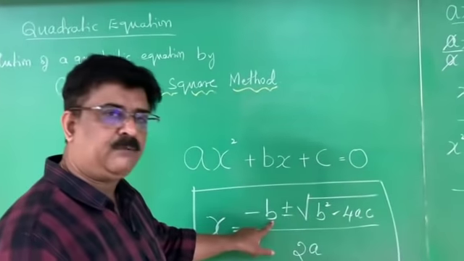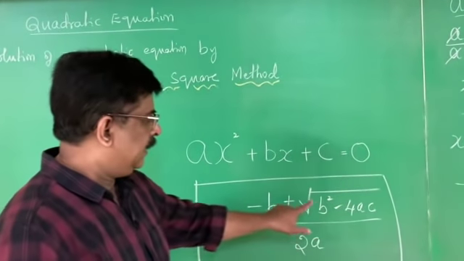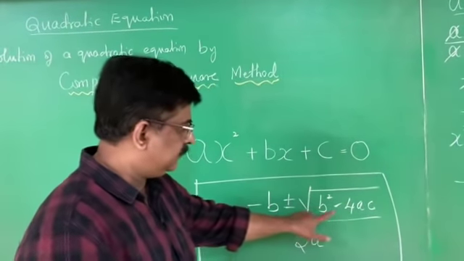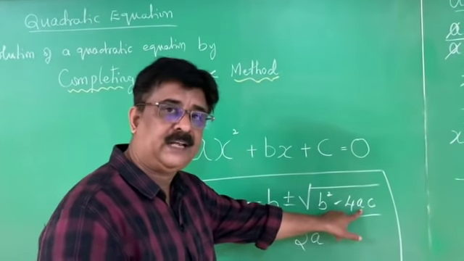B means coefficient of x. A means coefficient of x square.